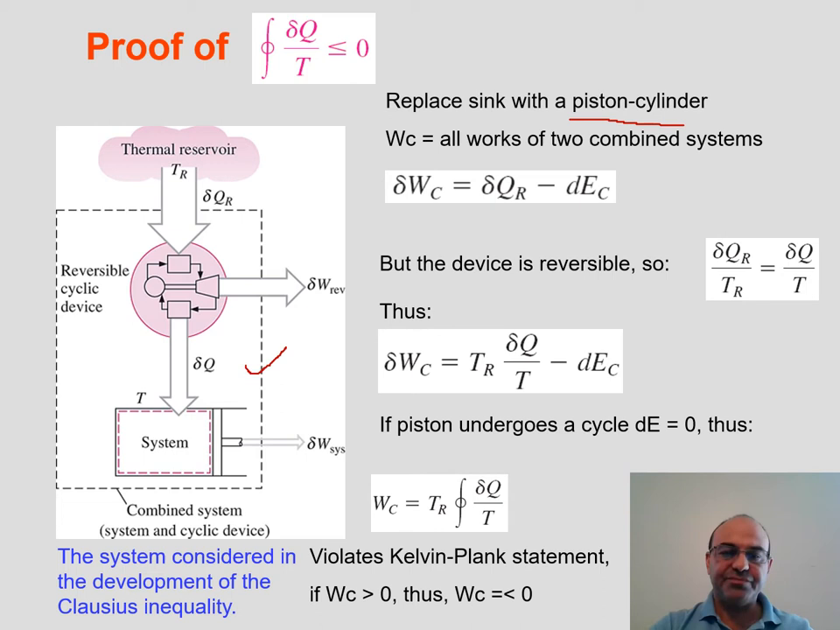We define W sub C as all the work of the two combined systems. So some work is generated by the heat engine itself, such as a power plant or an internal combustion engine. That's delta W in a reversible cyclic device.